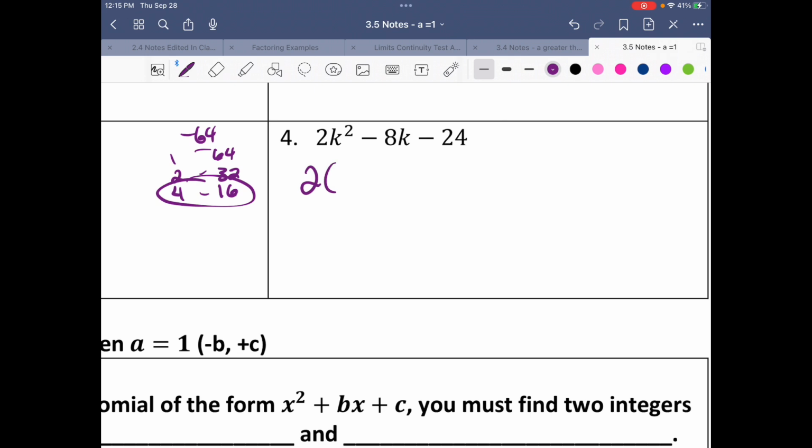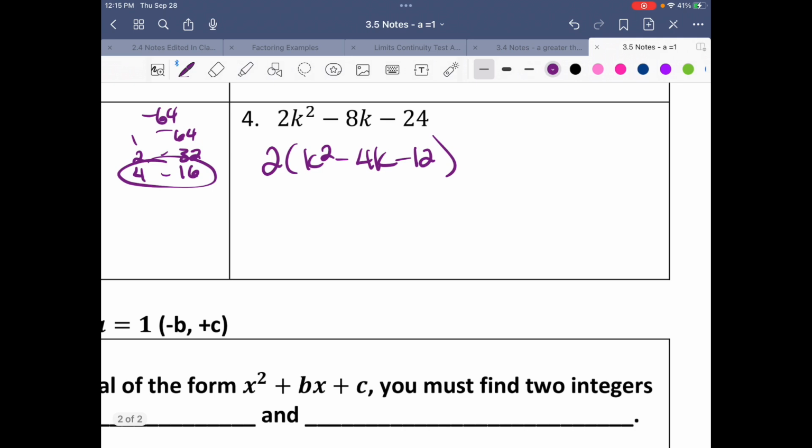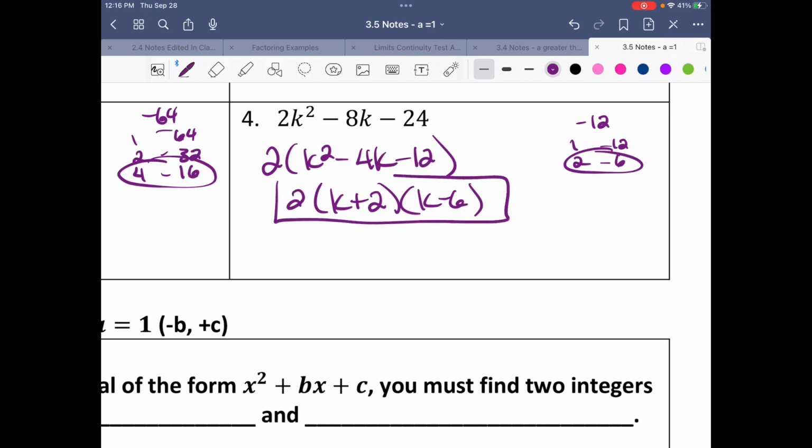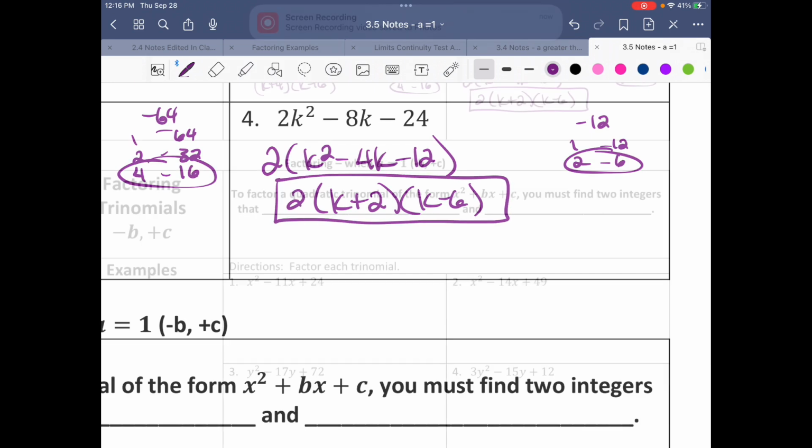Leading coefficient on this one is not a 1, it's a 2. So I need to see if it's a GCF. It is here. Factor pairs of negative 12 that add to be negative 4. 1 and 12, 2 and 6. There's another one, but that's the one I need. 2 and negative 6. K plus 2, k minus 6. Bring down your GCF.